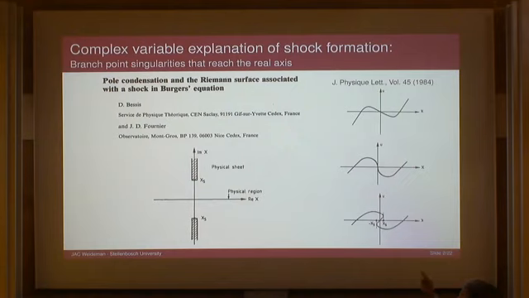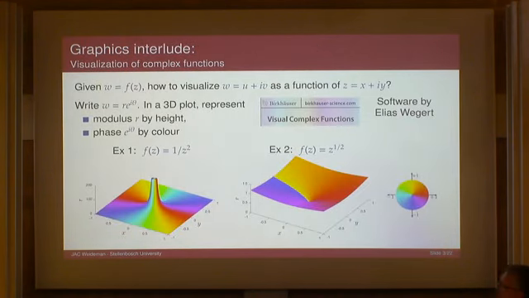We're not going to do hand-drawn pictures. We are going to use wonderful software, and we have the creator right here in the audience. It's Elias's book and software that goes with that, the Visual Complex Functions. So we're going to represent complex functions as follows. Elias calls this the analytic landscape. So you take your function and you write it in polar form, and then the height represents the modulus, and the phase is given by color, right?